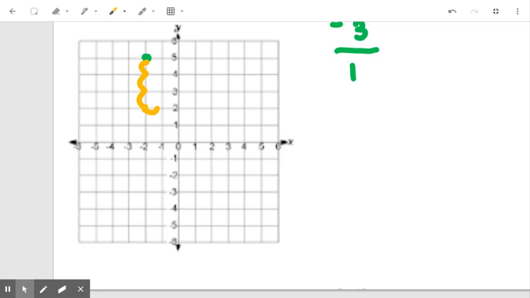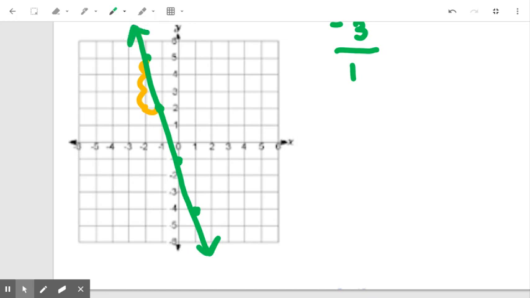And if I wanted to, I could also go down 3 and right 1 again, and down 3 and right 1 until I fill my grid. And then I can draw my line in. Pretty straight line, Miss Mac.